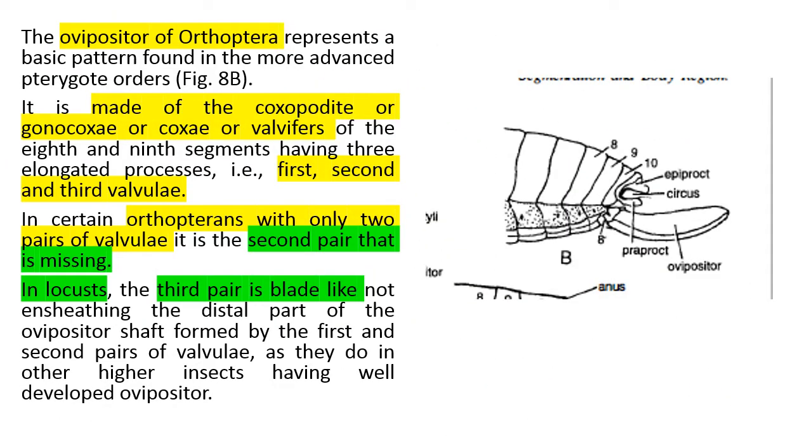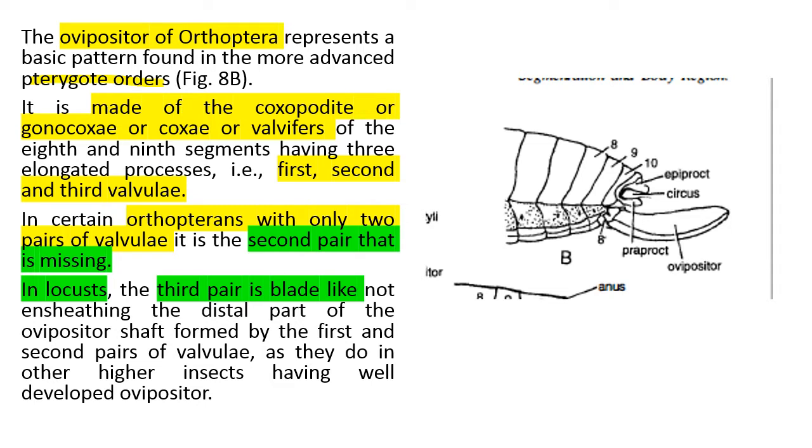Next we come to insects of the order Orthoptera. The ovipositor of Orthopterans represents the basic pattern, but it is advanced. It is more advanced, being of pterygote insects, as we have previously talked about the apterygote orders. It is composed again of gonocoxae or valvifers, and these are present on the 8th and 9th segments. They have three processes.